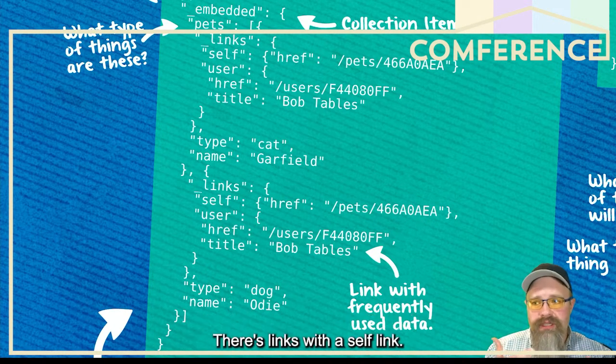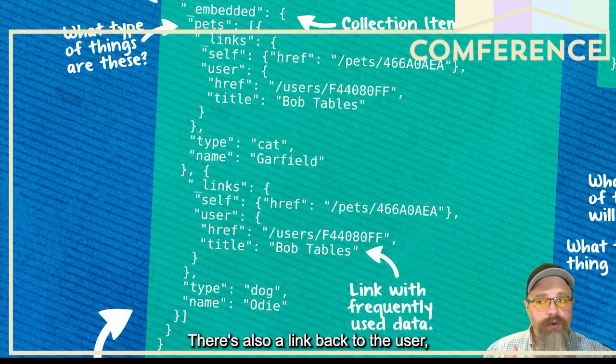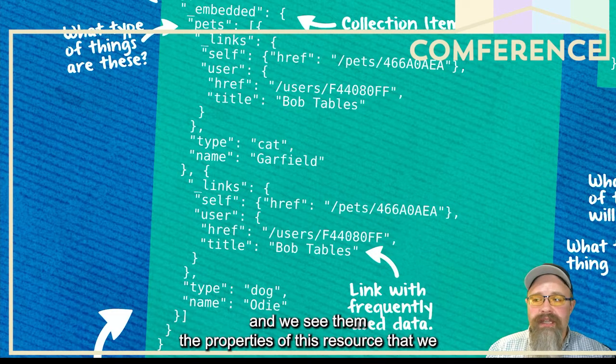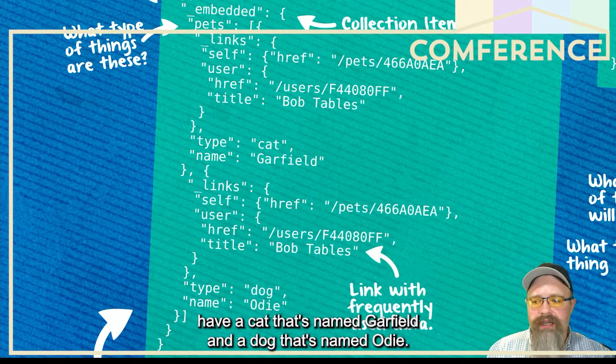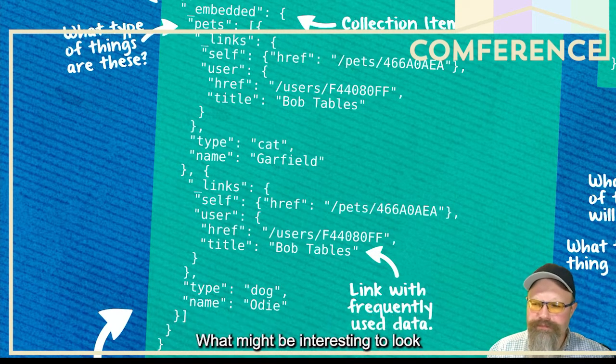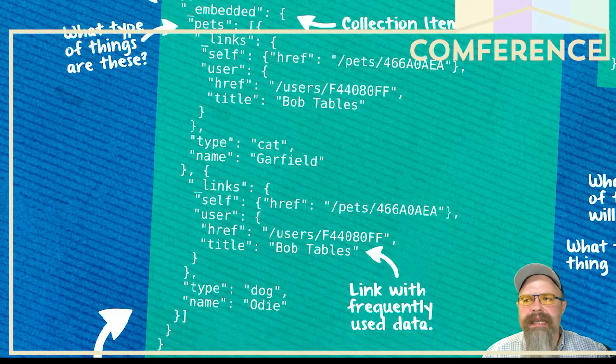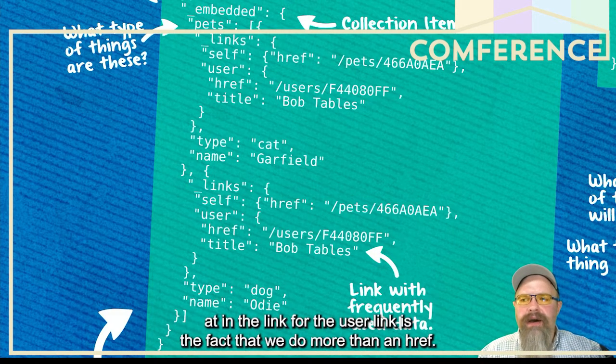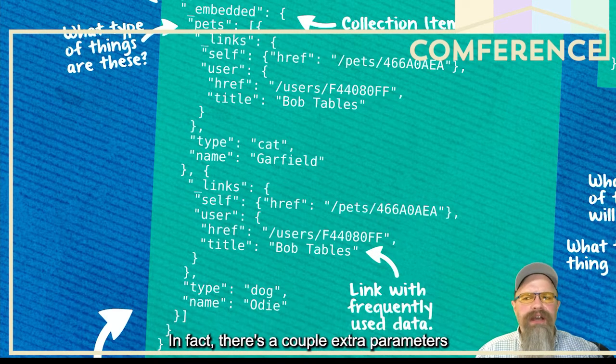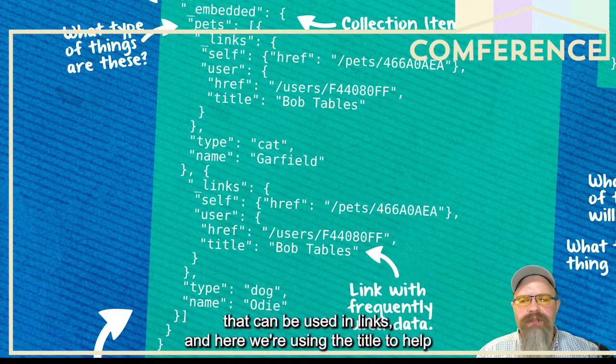There's links with a self link. There's also a link back to the user. We see then the properties of this resource. That we have a cat that's named Garfield and a dog that's named Odie. What might be interesting to look at in the link for the user link is the fact that we do more than an href. In fact, there's a couple extra parameters that can be used in links.